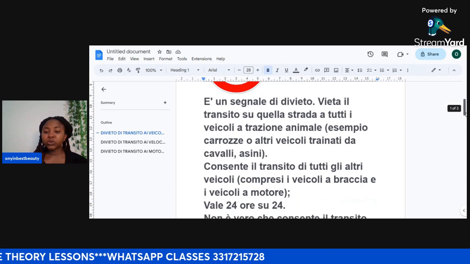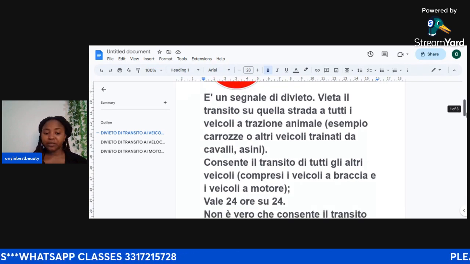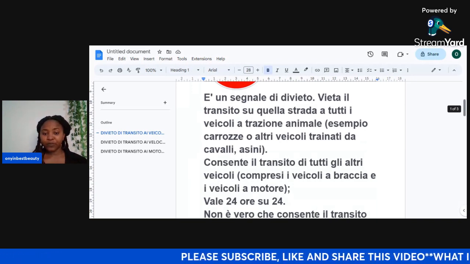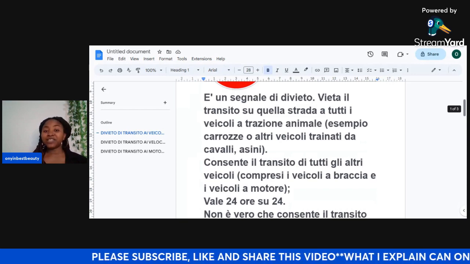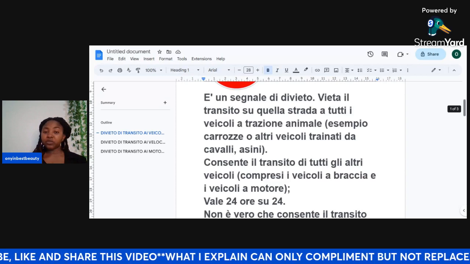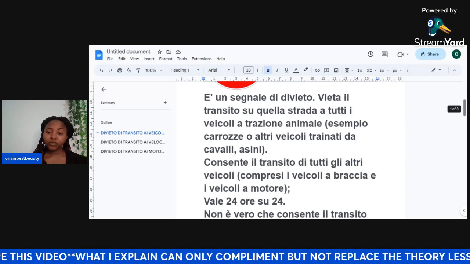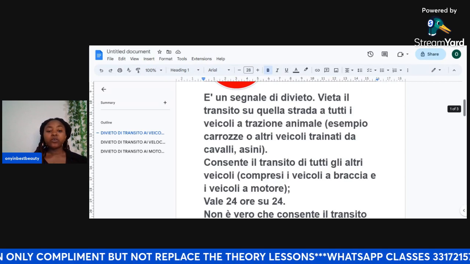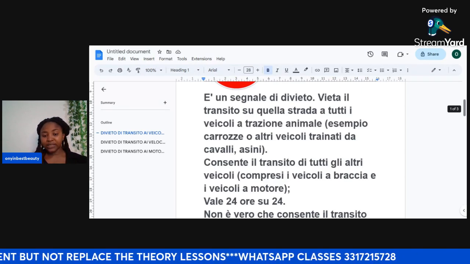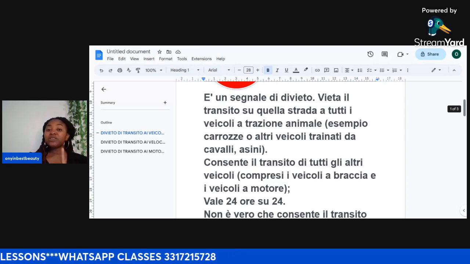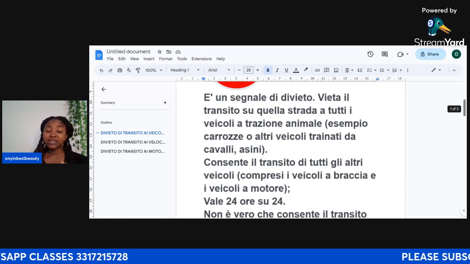Consente il transito di tutti gli altri veicoli, compresi veicoli a braccia e veicoli a motore. Now, on seeing this sign, it allows all other vehicles to enter, including veicoli a braccia, the ones towed by hand. We saw it in the last video. If you have not watched that video, please go back to my previous video, and I can also leave it in the description box for you. Now, it allows veicoli a braccia to enter, and also vehicles that have an engine. Remember that it is only referring to the image inside of the signal.